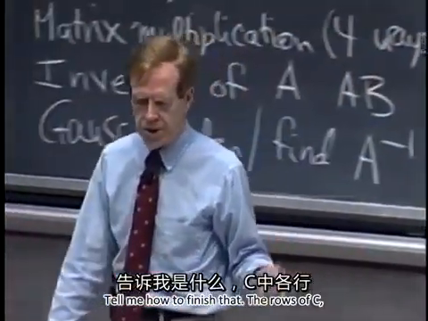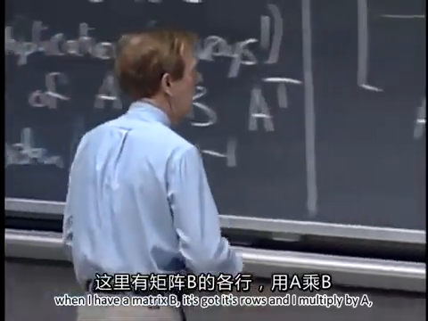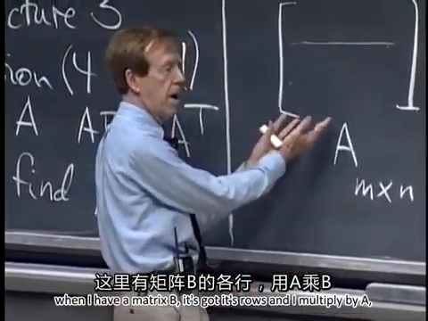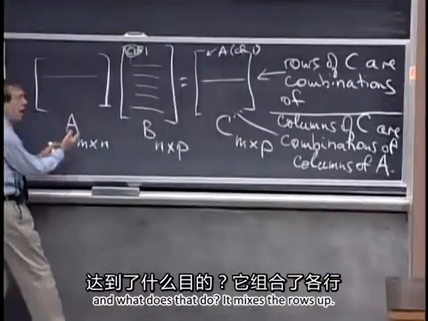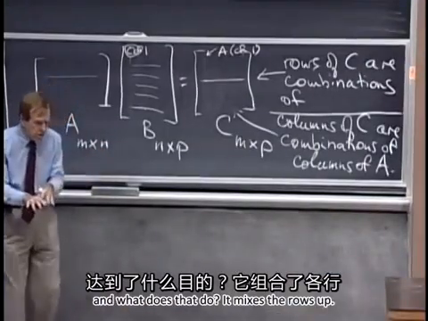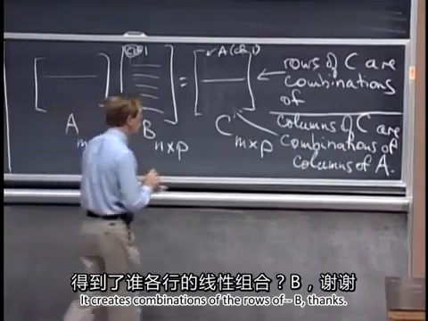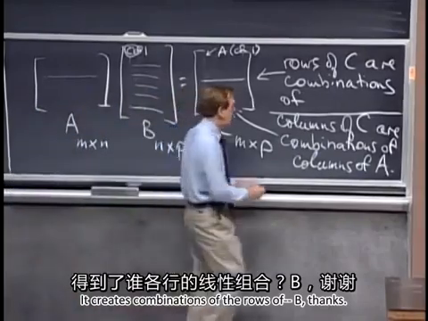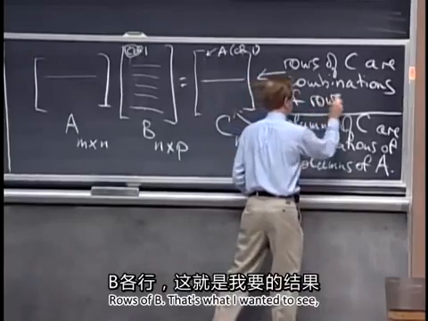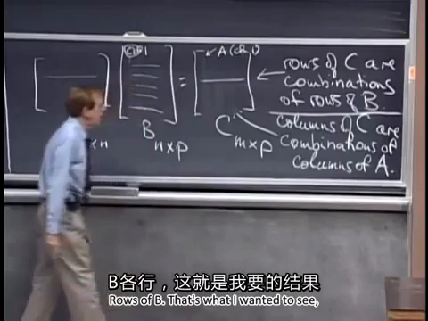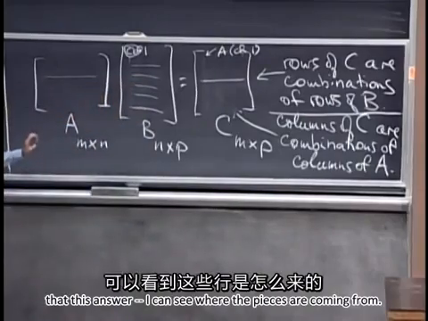The rows of C, when I have a matrix B, it's got its rows, and I multiply by A. And what does that do? It mixes the rows up. It creates combinations of the rows of B. Thanks. Rows of B. That's what I wanted to see.